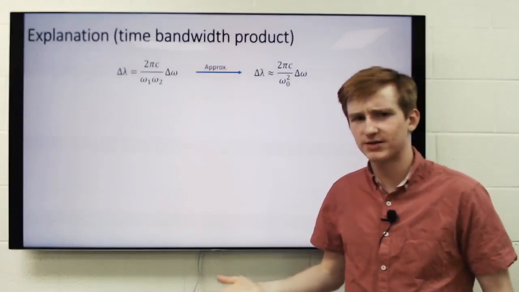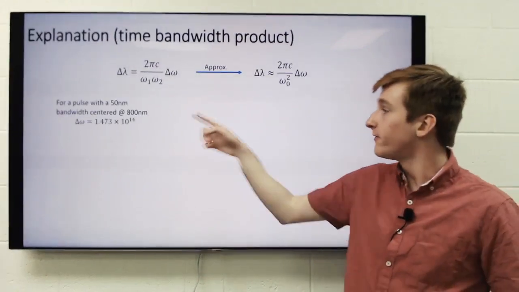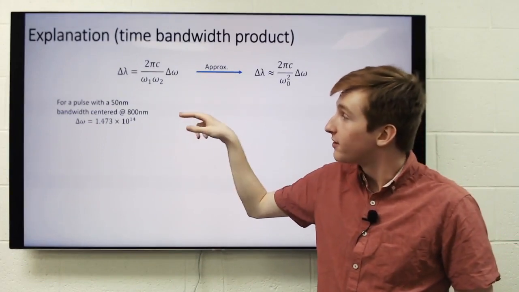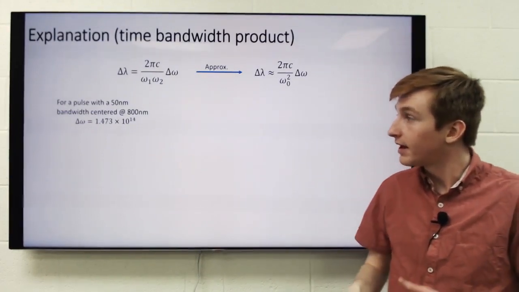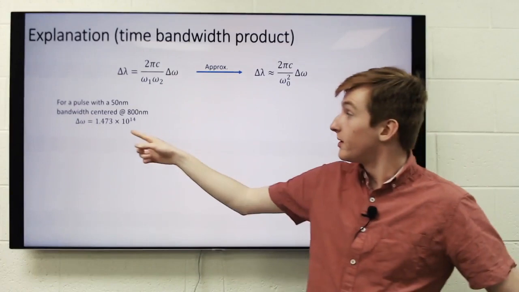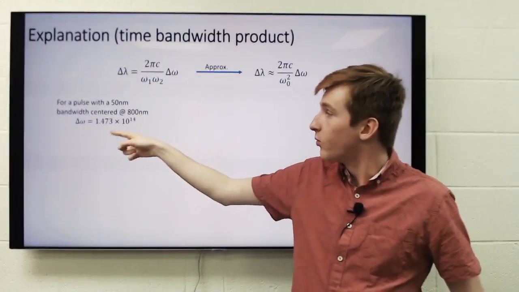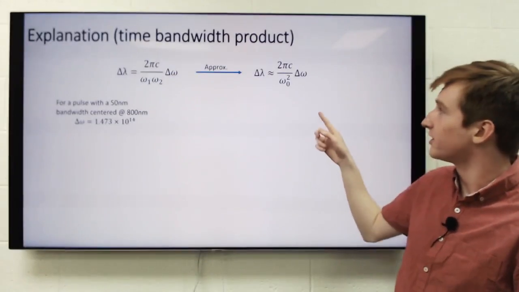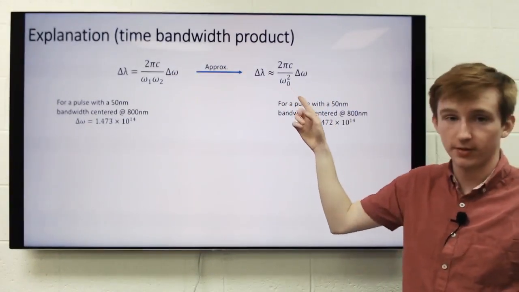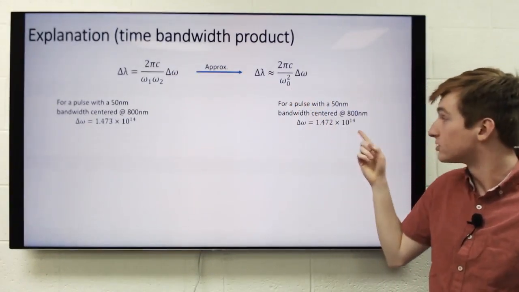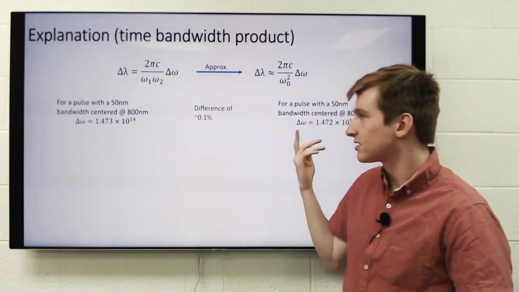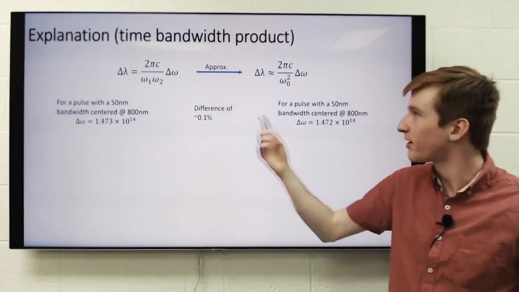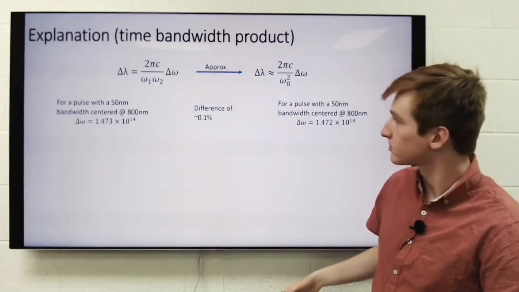And so how good is this approximation? Well, if you had a pulse with a 50 nanometer bandwidth centered at 800 nanometers, your delta omega calculated with this formula would be 1.43 times 10 to the 14. And if you did that same calculation with this formula, you get 1.472 times 10 to the 14. That's just a 0.1% difference. So this approximation is pretty strong, and so we're going to go with this one.